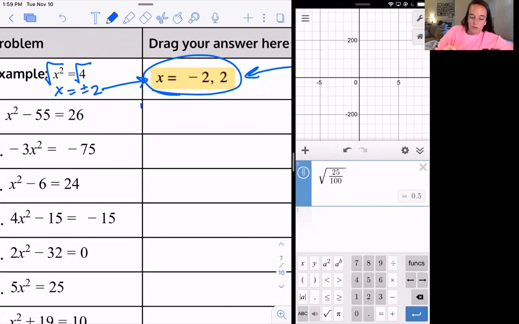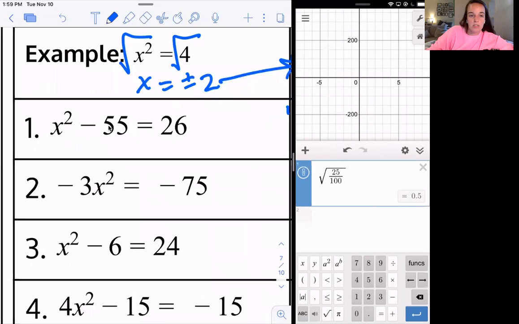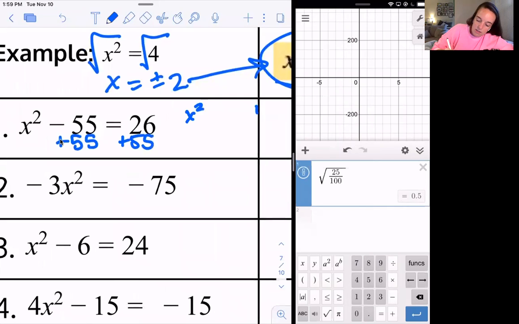Okay, so for those of you who are doing number 1, what should we do first here? Add, for sure. I'm going to add 55. That's going to give me x squared equals 6 and 5 make 1. Adding up here, that makes 8. 81. Awesome. So I'm going to add positive 55 on both sides, gives me 81. Now I have x squared by itself. What's my next step? What's step 2?